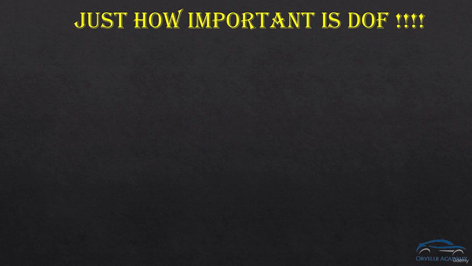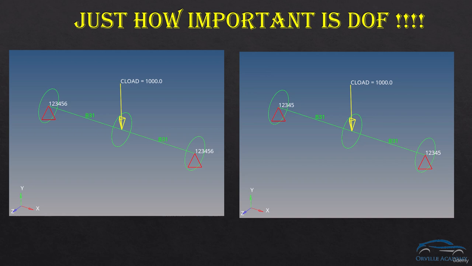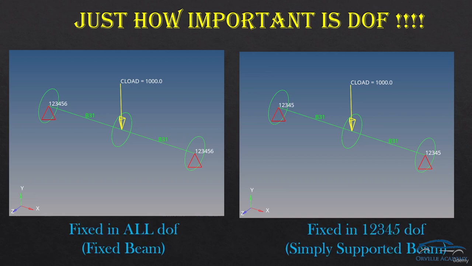Just to tell you how important the concept of degree of freedom is, here I have two problems. As you can see, in both the images I have the beam. On the left hand side I have fixed both the ends of the beam in all degrees of freedom. So here you can say that we are trying to simulate the fixed beam. While on the right hand side I have constrained the 1, 2, 3, 4 and 5th directions. That means the end of the beam can freely rotate about the z direction.